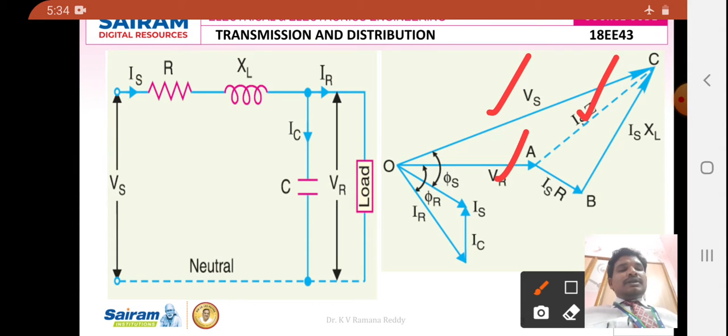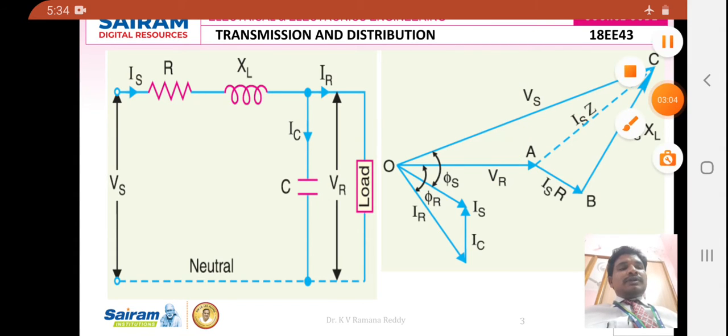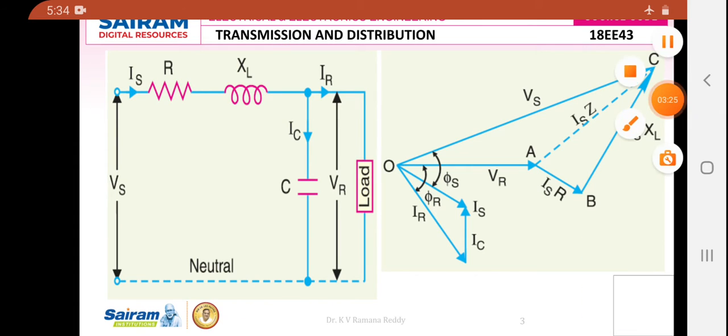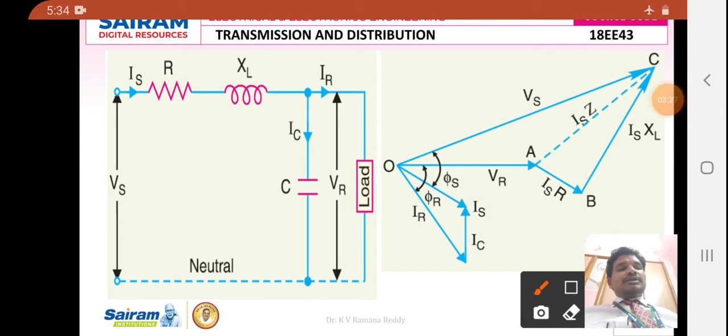Then to this Vr, the receiving end voltage, there is a drop with respect to the resistance, that is Is into R. This Is into R is nothing but the voltage drop across the resistance, which is taken as a lumped parameter for a given length of the transmission line. The voltage drop with respect to the inductive reactance, that is I into XL, we have taken in quadrature to Is into R. This is Is into XL.